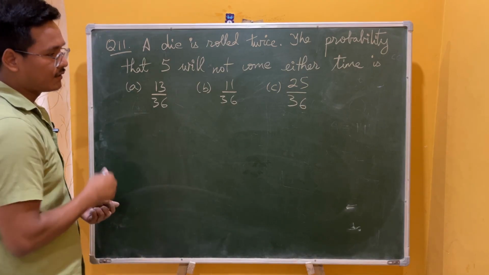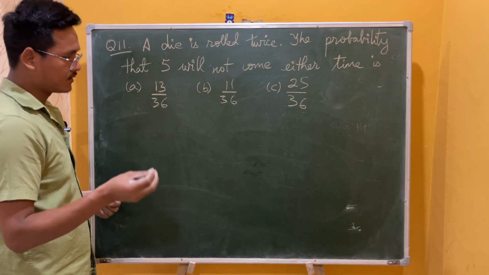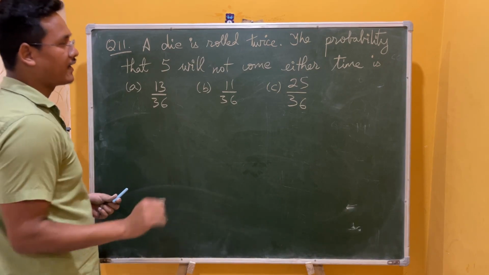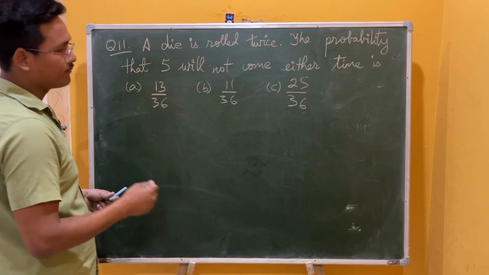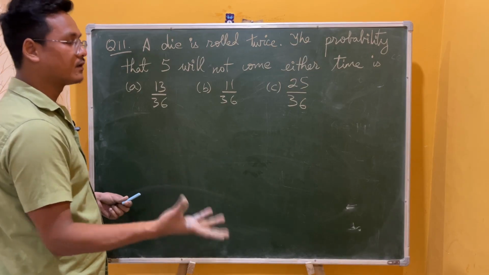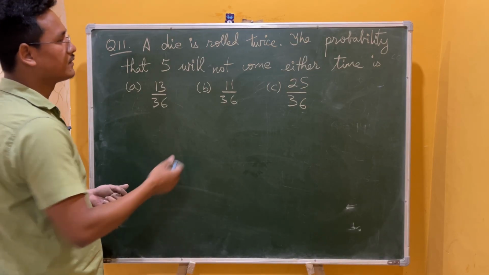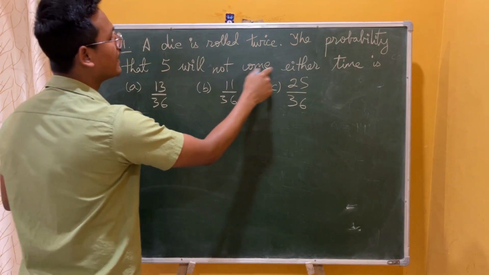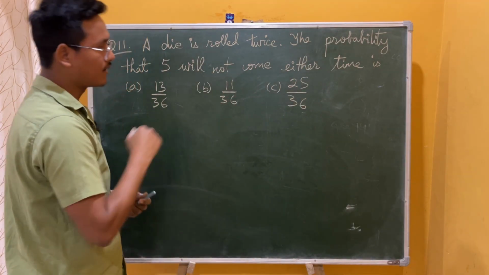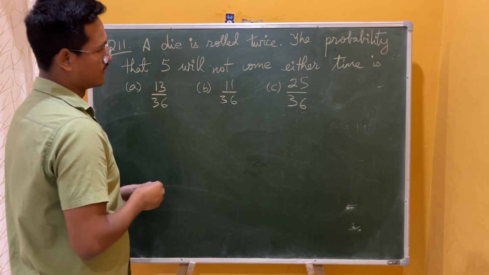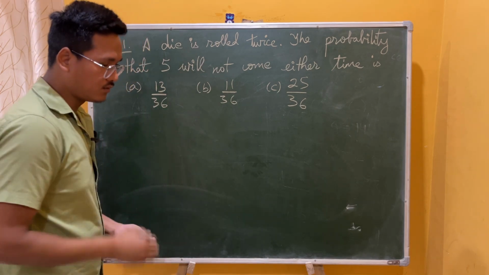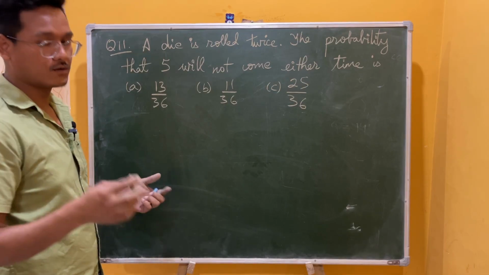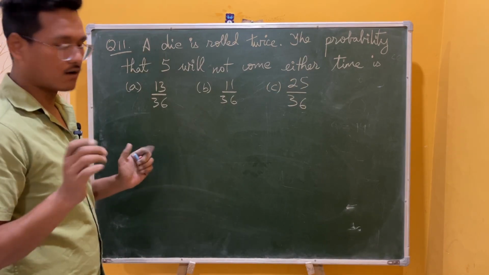So when you roll it, you have 6 outcomes. They are saying that in the first try there should not be 5, and the second time also, when you throw it, 5 should not come up, right? So what is the probability of that happening? The probability that 5 will not come either time means by rolling it twice. When you roll 2 dice, how many outcomes do you have? 36 outcomes, right?